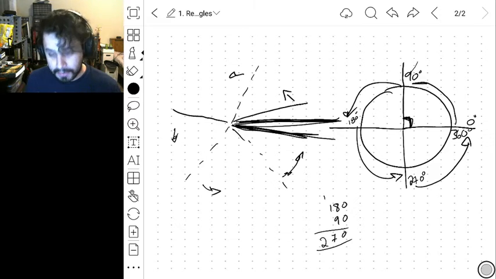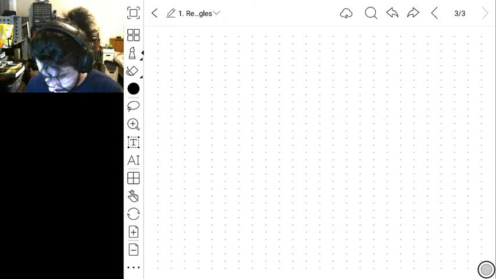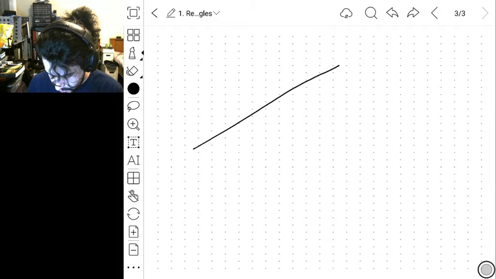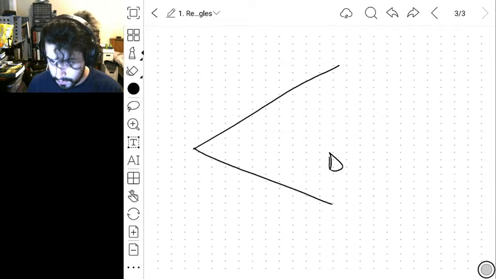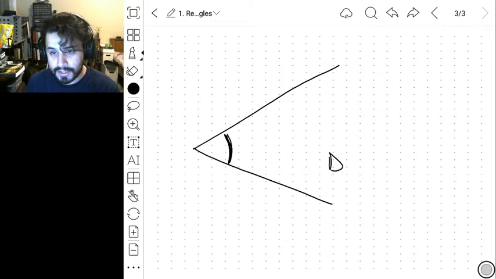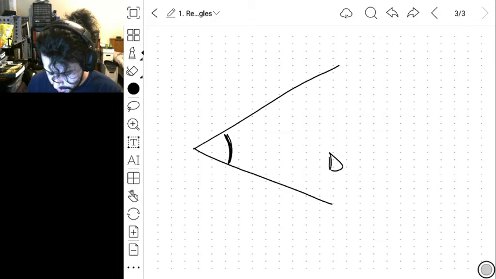The other thing we have to keep in mind, let's take a look at just a random angle. I'm going to make angle D here. We'll call this angle D. So we can say what number this is, right? We can take a protractor and measure it out, and it can be something like 50 degrees. I'm just going to guess here.